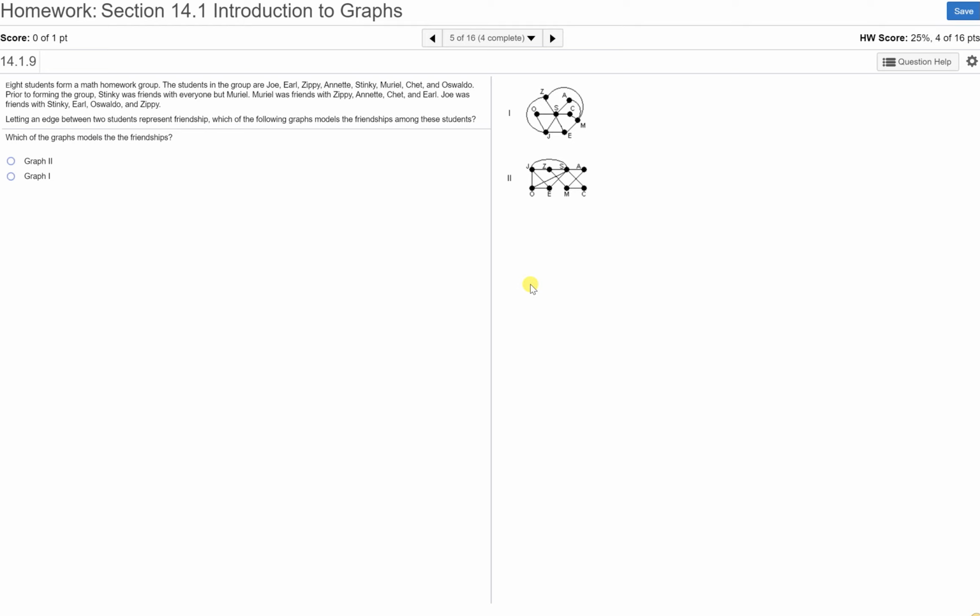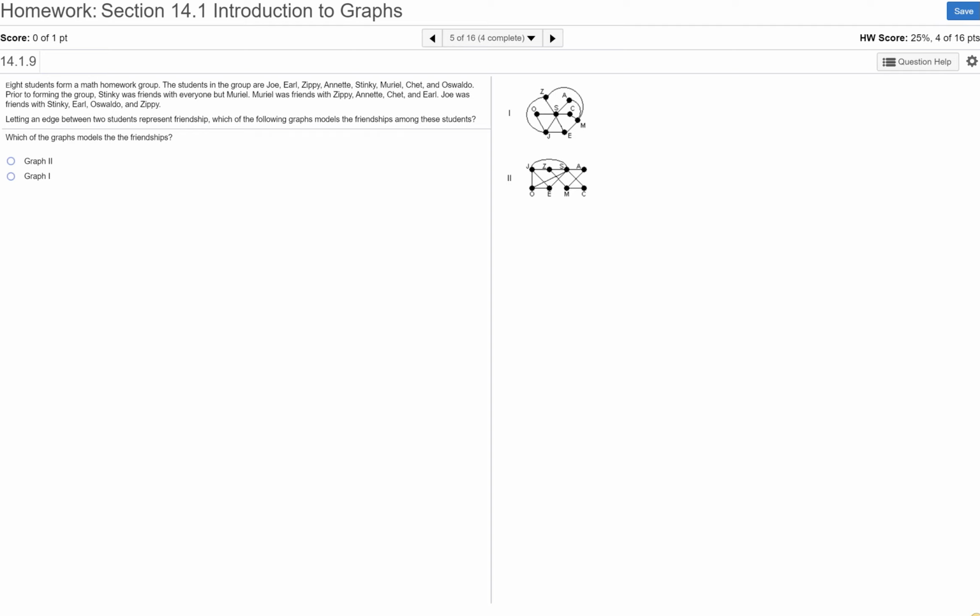Alright. So, oh boy. This is a situation where we have to read that, and I'm assuming we have to figure out which graph makes the best connection. So let me use the drawing feature. Okay, here we go. So students are in a group. Those are all the students. Stinky. So let me just write this here.